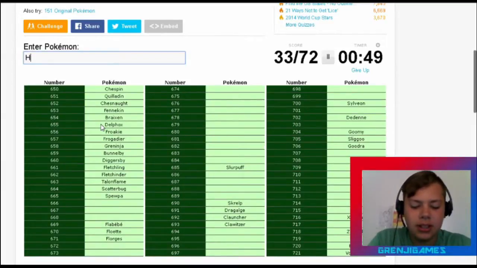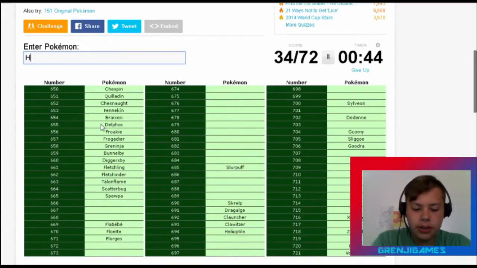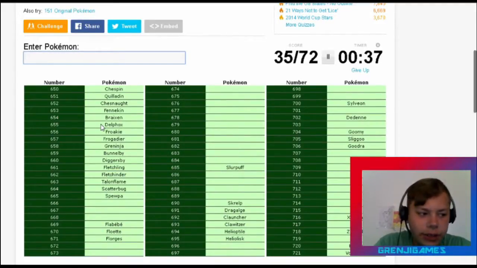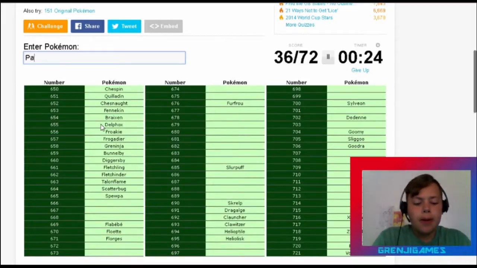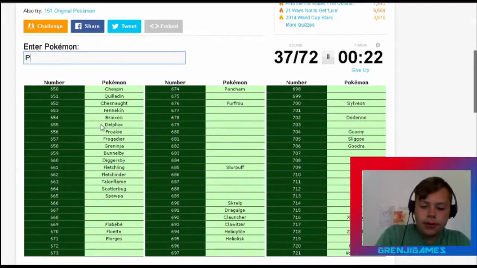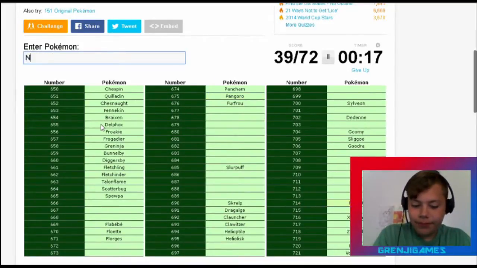Think of Gen 6ers. Ugh, Helioptile. And there's Heliolisk. If only Megas were in here, because Megas, I'd be good. Think of Shinies. Think of the Shinies. Greninja already got. Oops, not. Oh! Furfrou, however you pronounce it. Think of. Oh! Pancham. Pangoro. Oh! Noibat. Noivern. Hawlucha.